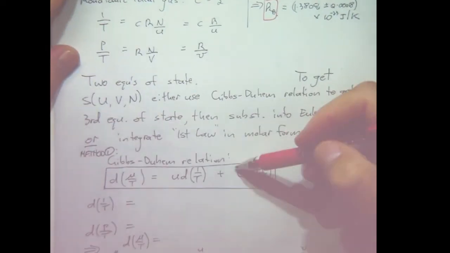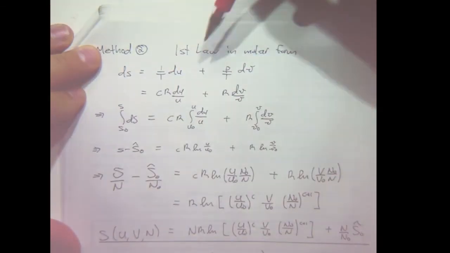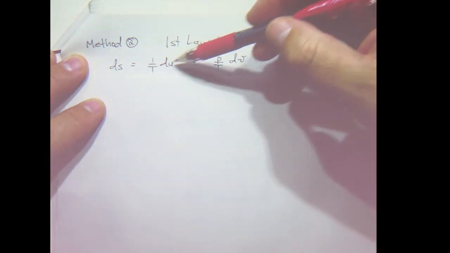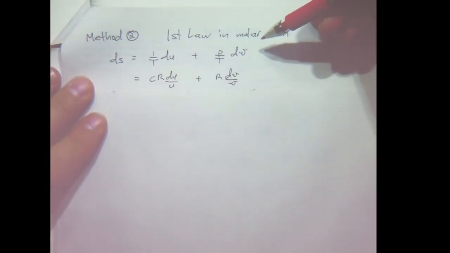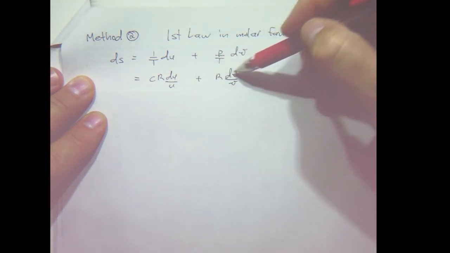If we'd used the method of just integrating the molar, you don't need the chemical potential equation of state if you do this, and so the whole result is slightly shorter. We'll just go through it because it's very short. So ds is 1 on T dU plus P on T dV. Now these are all molar quantities. ds equals 1 on T dU plus P on T dV. And we just put in what we know, CR dU on U plus R dV on V.